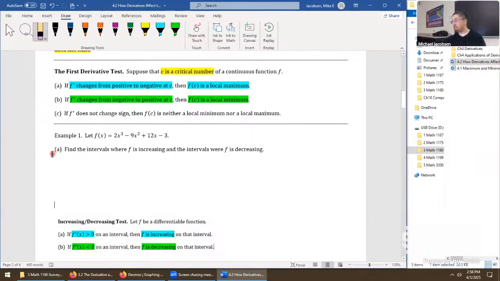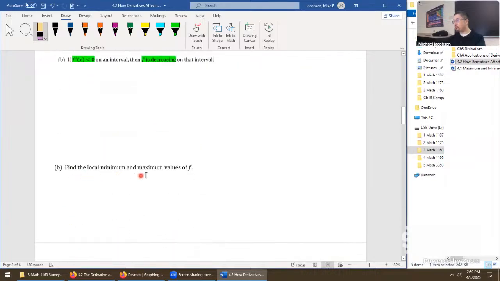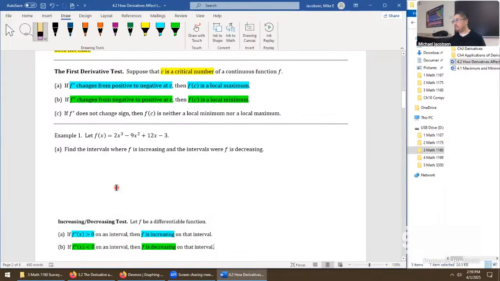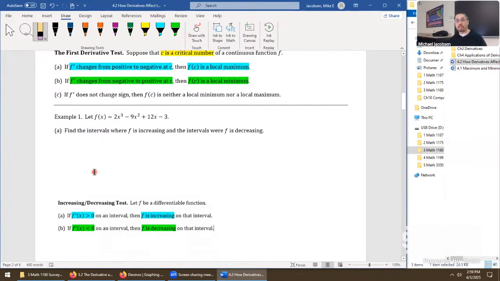What we'll do next is first find the intervals where it's increasing, decreasing, and find the local maximum and minimum values of f. That's just using this test right above. Any questions at all, folks, before we give this one a try?